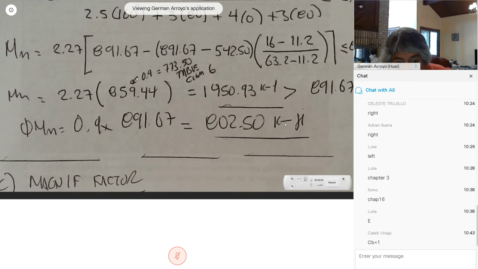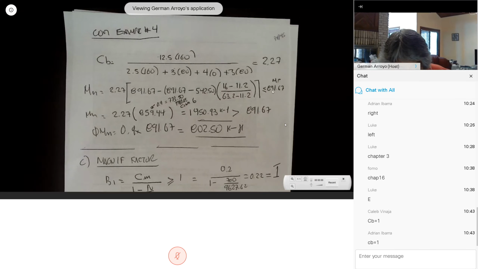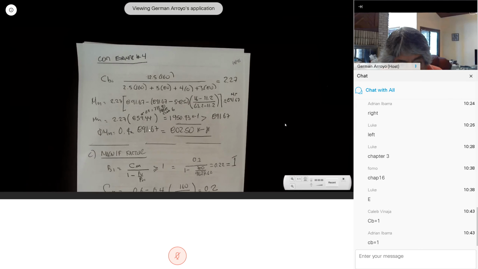I'm going to use this value because phi Mn is equal to phi Mp. Yeah, they assume Cb equal to 1. That's a good answer, both of you. So they assume Cb equal to 1, and this value is going to be a little bit different because of that. But in our case, as a general equation, nothing can be larger than Mp. So we had in here 0.9 times Mp, 802.50.